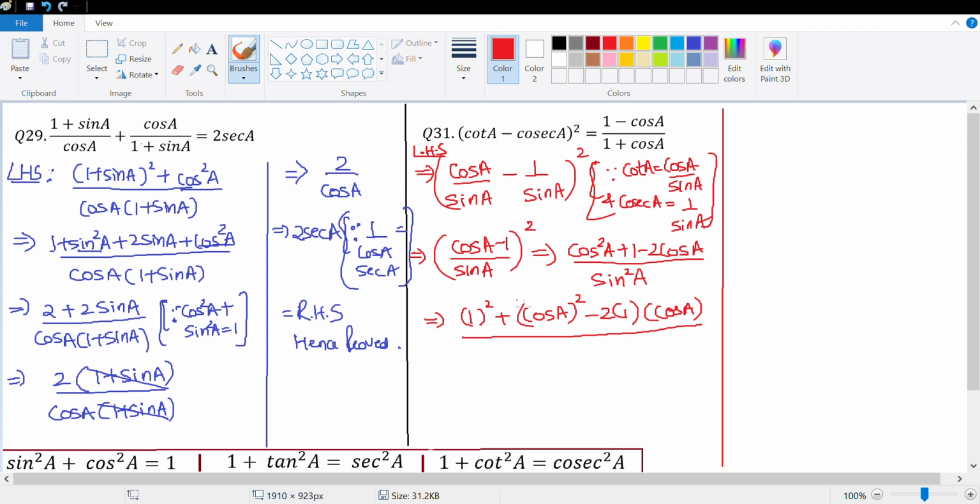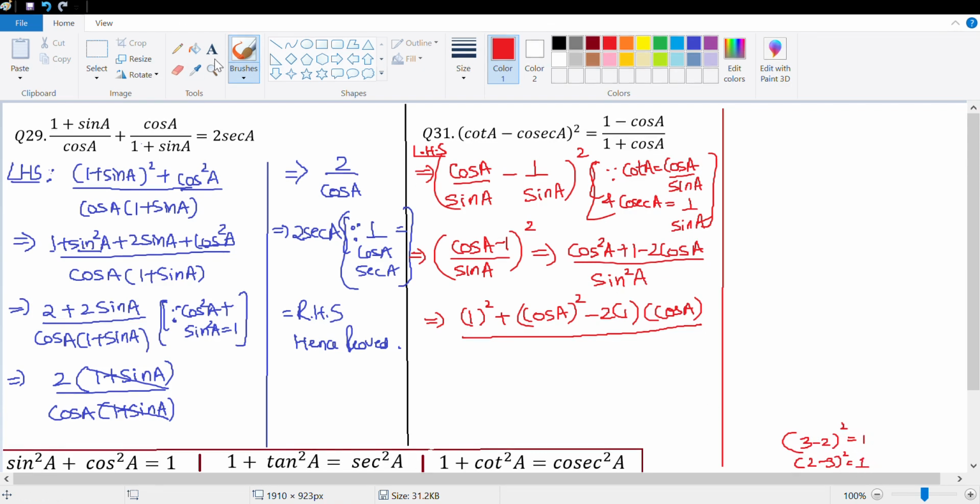Why? Because when I square the difference of 2 terms, the value is irrespective of the sign. Let me give you an example. (3 minus 2) whole square will be 1 square, which is 1, and (2 minus 3) whole square will be negative 1 square, which will still be 1.